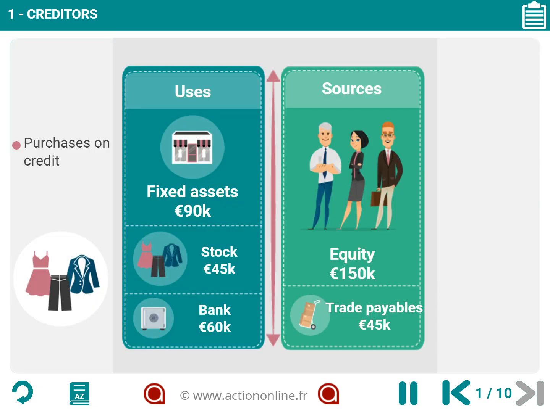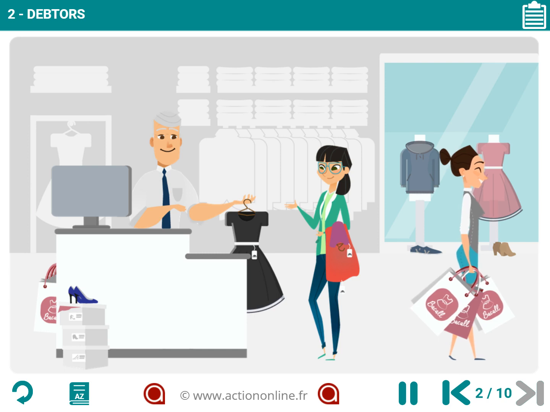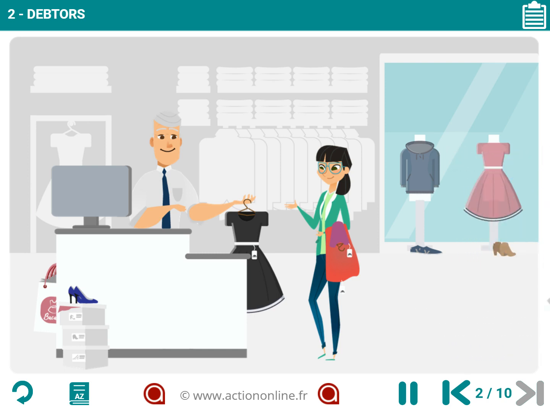Imagine that Bacall pays for its purchases of goods for resale on credit. This means that they are not paid for immediately. The bank account therefore stays at €60,000, but the liability to the suppliers has to be recorded as the balancing entry. Similarly, companies often allow their customers to pay at a future date.